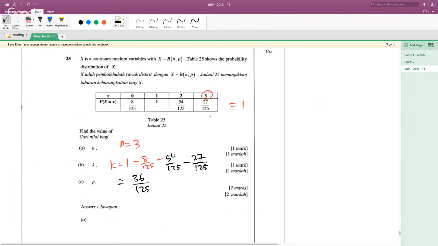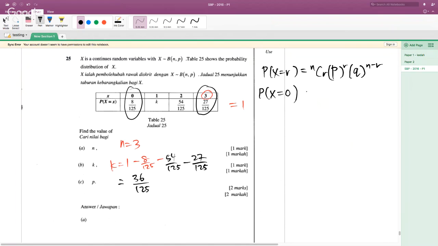All right, the last thing is P. P is a bit hard here. In order to get P, I guess you have to use this formula: P(X equals R) equals NCR, P to the power of R, and then Q to the power of N minus R. In this case, you have to choose one of the combinations. You can choose the last one or the first one. Both are fine, and you get the same answer. So let's say I choose the first one. When X equals 0, I will get 8 over 125. When X equals 0, my N is 3, right? So I will say 3C0, P is unknown, to the power of 0.